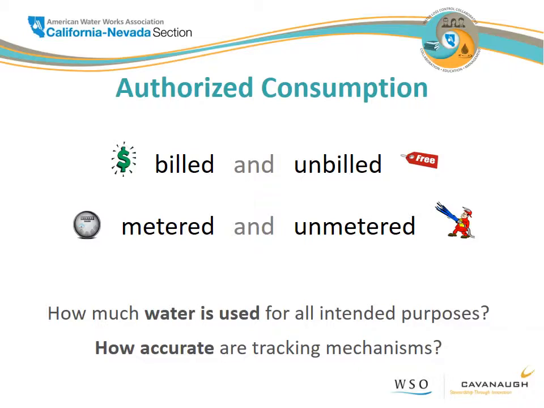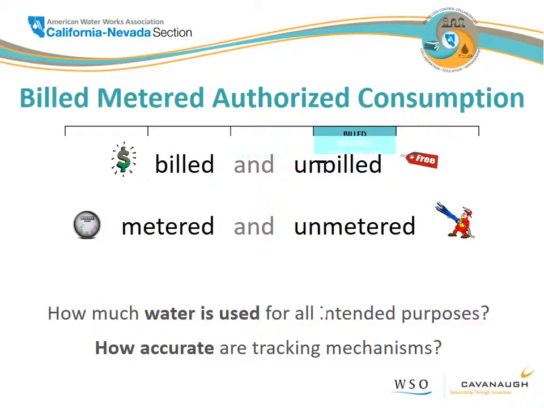Our end goal, our ultimate goal, is to understand how much water was used over the course of the audit period for all intentional purposes, so all authorized and approved purposes. Our secondary, our parallel goal in this, of course, is to understand how good our data is, how good are we at tracking all of these different uses.